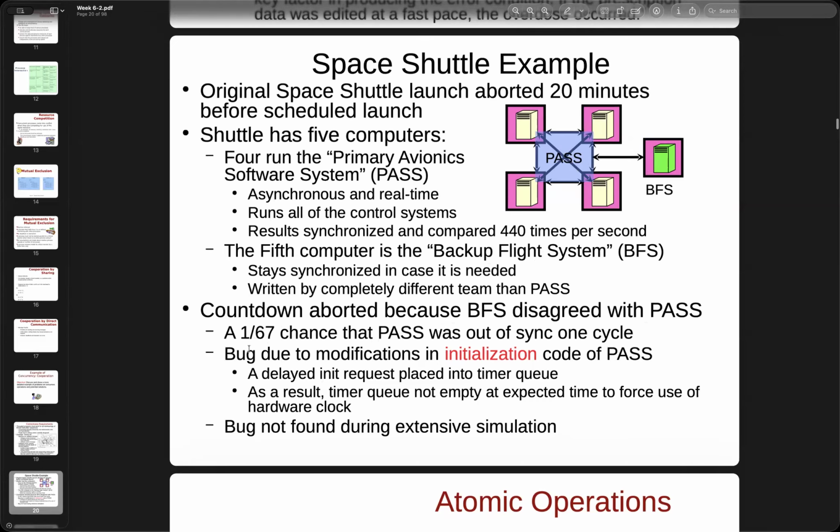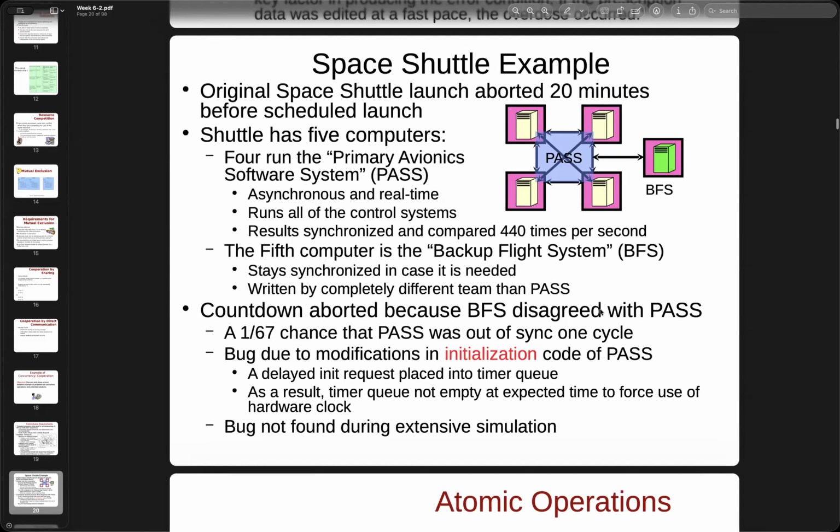There was a 1 in 67 chance that the PASS was out of sync by one cycle, because of a bug due to a modification in the initialization code of the PASS. There may be some delay in the initial request placed into the timer queue. As a result, if the timer queue is not empty at the expected time, it is forced to use the hardware clock. The bug was not found by extensive simulation. They may have done simulation, but once they reloaded, it caused the problem, and that delayed the original space shuttle launch by about 20 minutes.